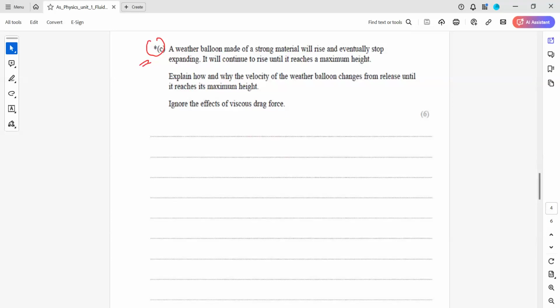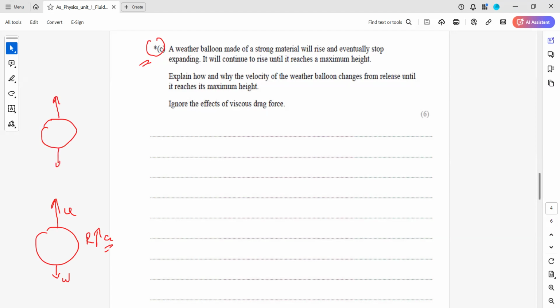So first, what is happening in the beginning when we release the balloon? The balloon is rising up, so the upthrust is more than the weight. If the upthrust is more than the weight, there will be a resultant force upward. This resultant force will cause acceleration. As it causes acceleration, the velocity will change. But as it rises to a certain height, the upthrust is decreasing.